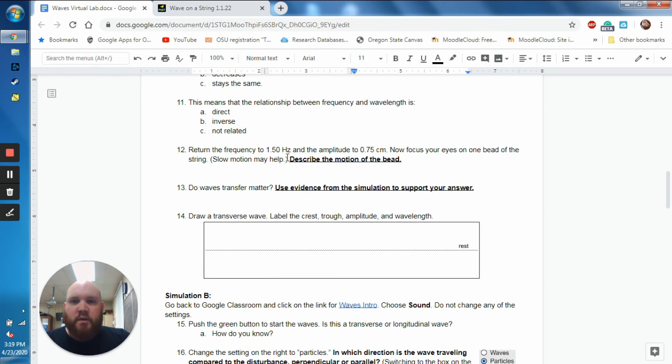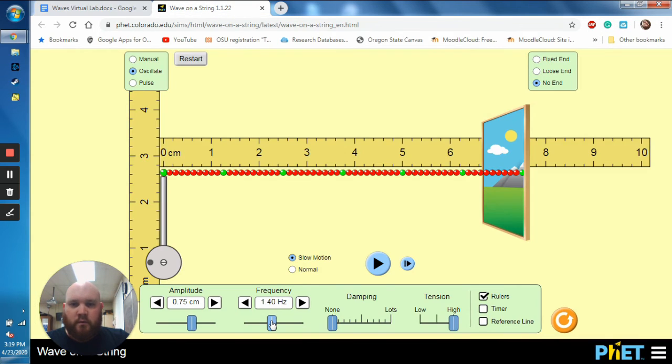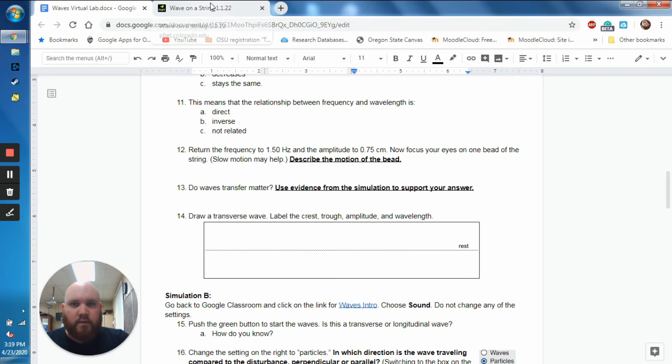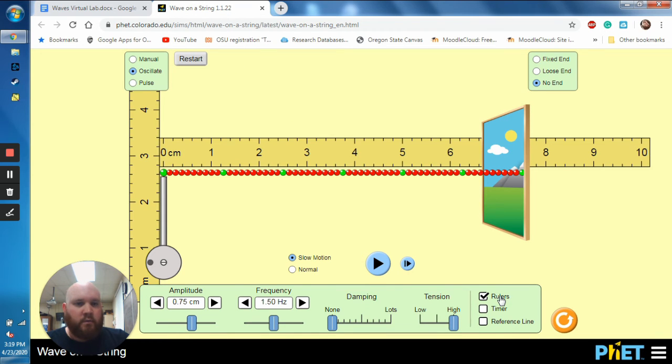For number 12, it says return the frequency to 1.5 hertz and the amplitude to 0.75 centimeters. So 1.5 hertz. Make those adjustments, and then 0.75 centimeters. Okay. Get those rulers out of the way.